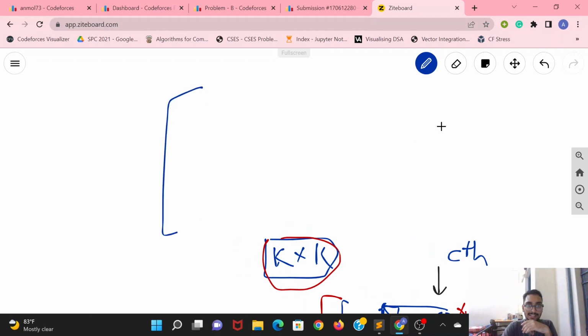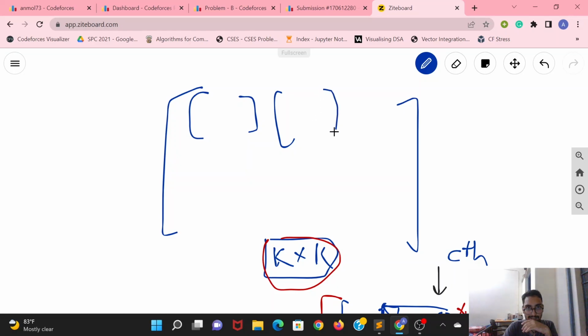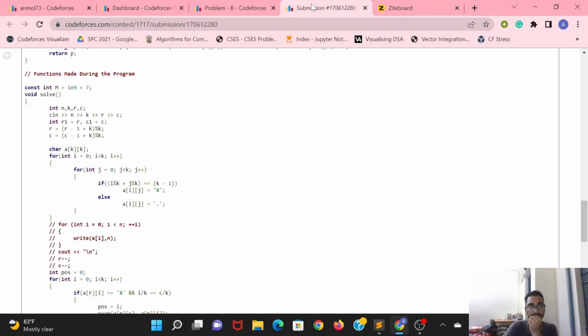And I'll just mention how my matrices are going. My first matrix is the first k by k matrix, and my second is like this, and so on. The next row of matrices starts like this. So R comma C will be in some submatrix, and I'm capturing the relative position of this in the matrix. That is basically this modulo thing.